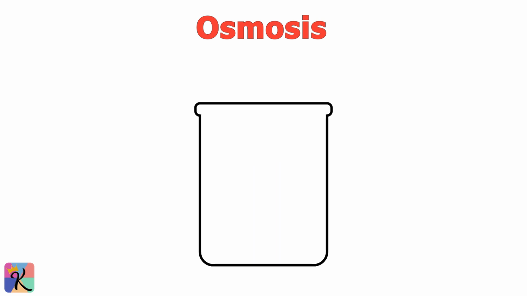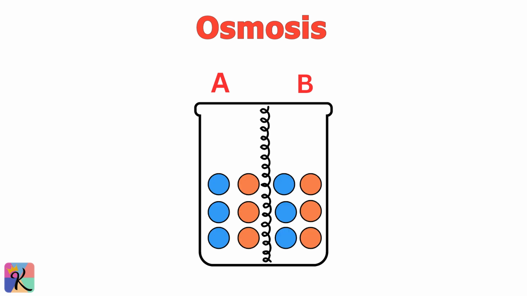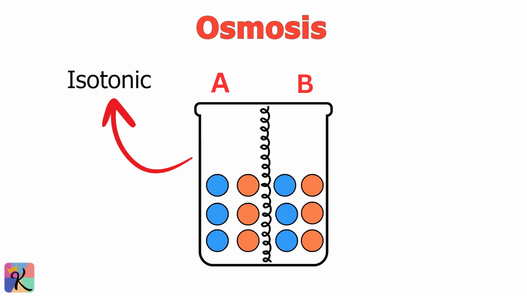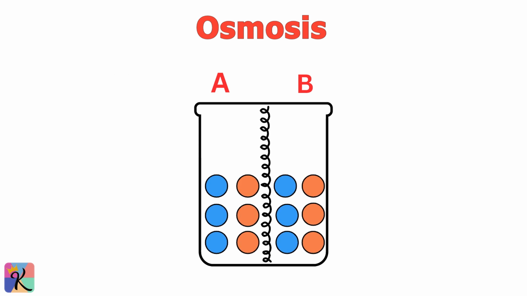Let's imagine we have a lab beaker with two compartments labeled A and B, separated by a semi-permeable membrane. Both compartments start off with equal concentrations of salt, sodium chloride. In this state, we say that A and B are isotonic to each other, meaning they have the same concentration of solutes. In this balanced state, water molecules move back and forth across the membrane equally, and there's no net movement of water from one side to the other.